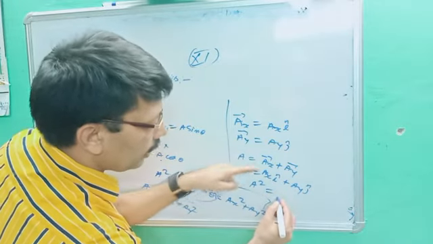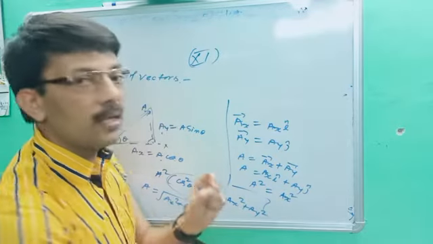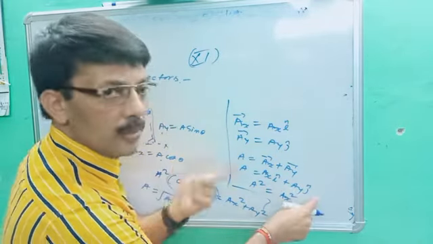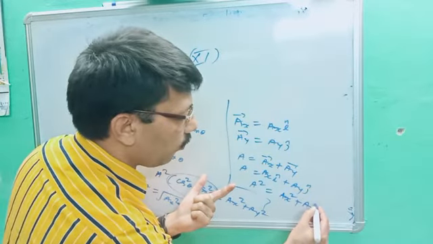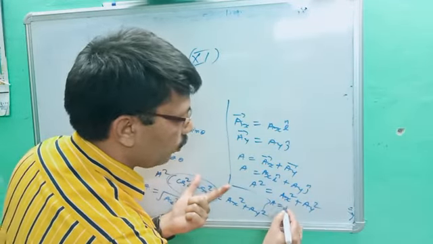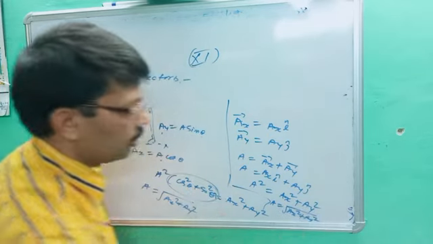A square is equal to ax i into ax i. You will get ax square because i dot i is equal to 1 and i dot j will be 0, so no reason to write ax ay. Similarly, it will be ay square. So what answer? A is equal to under root ax square plus ay square. You are getting the same answer.